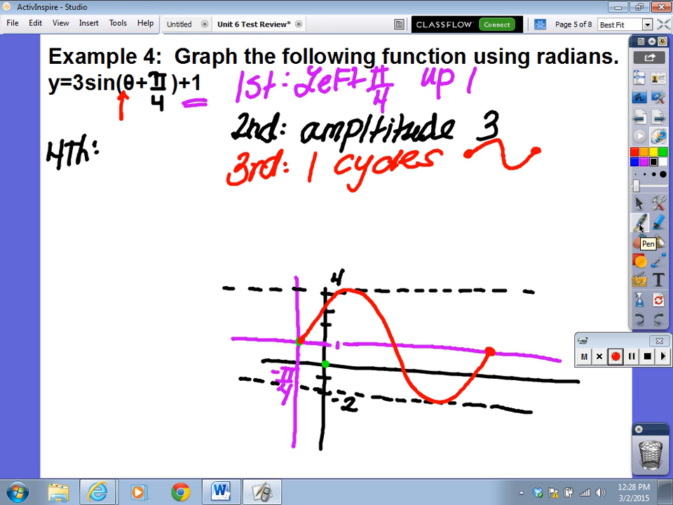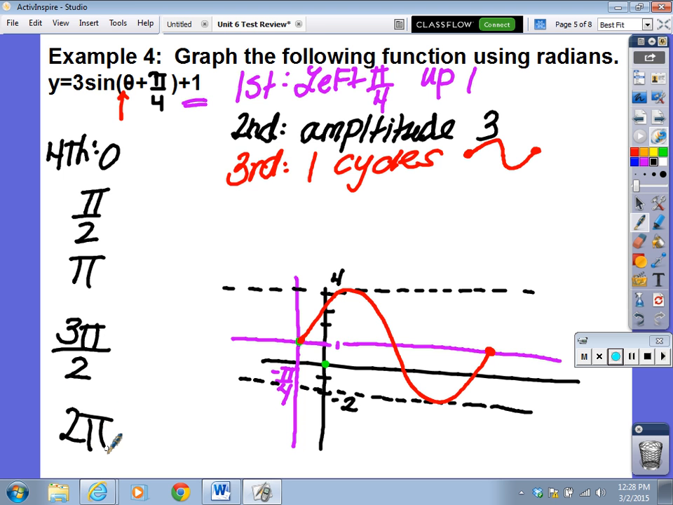As it goes around the unit circle, we start at 0. Then as we go around, think where we hit next, we hit pi halves. As we keep going around, then we hit pi. Continuing around, we get 3 pi halves. And as we continue around, we'll go back up to 2 pi.